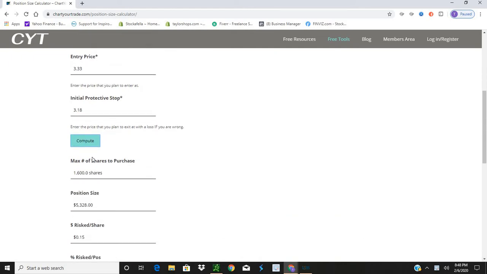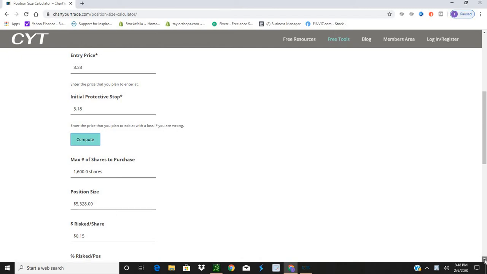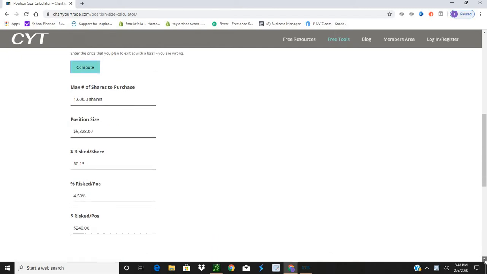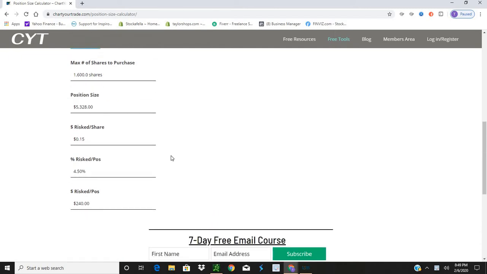It says the maximum number of shares I'm allowed to purchase is 1,600 shares. My position size will be $5,300. I'm risking 15 cents per share, and basically my risk would be $240. On that one, the reward is probably 2-to-1, 2.5-to-1, so about $550, $600 reward, depending on whether you're scaling in, scaling out, or doing it all at once. I hope you guys kind of get it.